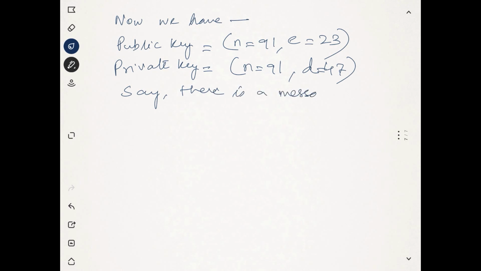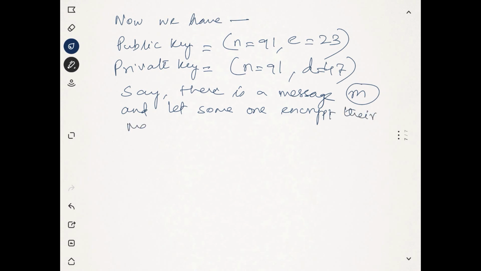Computers normally speak in binary, so that would be the binary equivalent of 60. We are just using decimal for our understanding and convenience. So let's say m equals 60, and we will use the formulas to encrypt this number 60 and send it over, and see how using the public key the encryption is done, and then how using the private key the decryption is done.